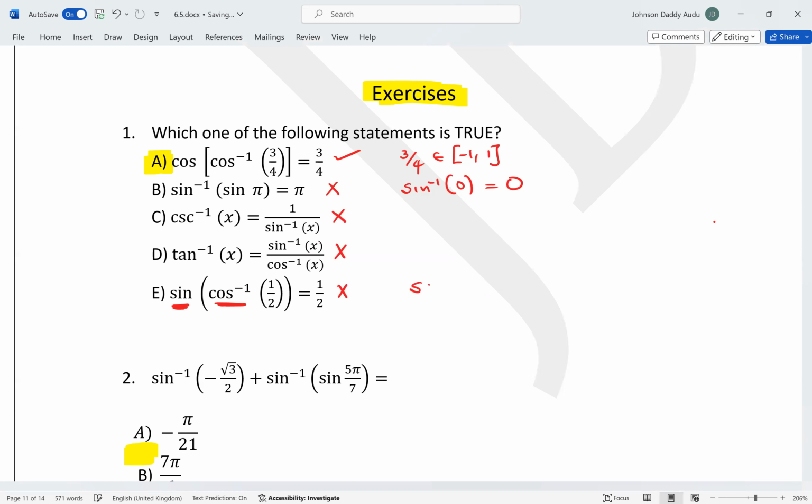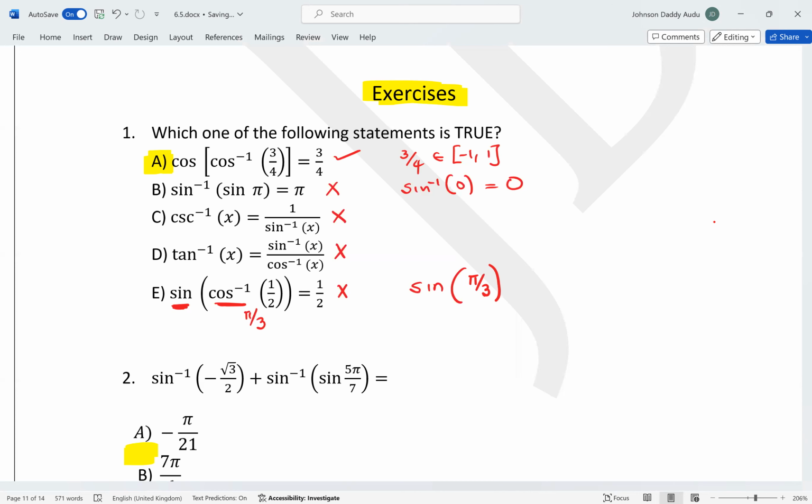This means sine of cosine inverse of half. What is cosine inverse of half? Cosine inverse of half is going to be pi over 3, right? So this is pi over 3. You can do it directly.